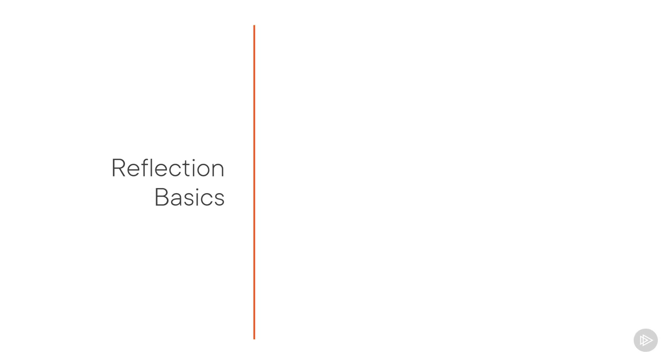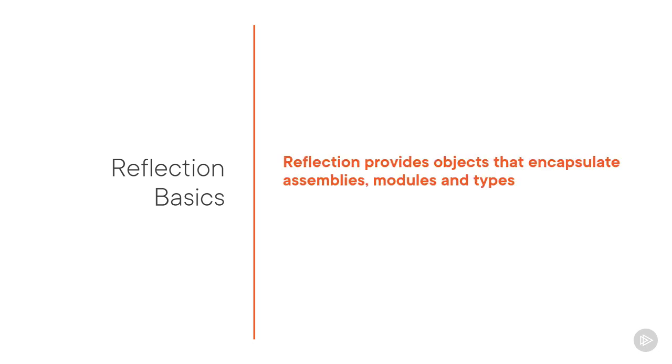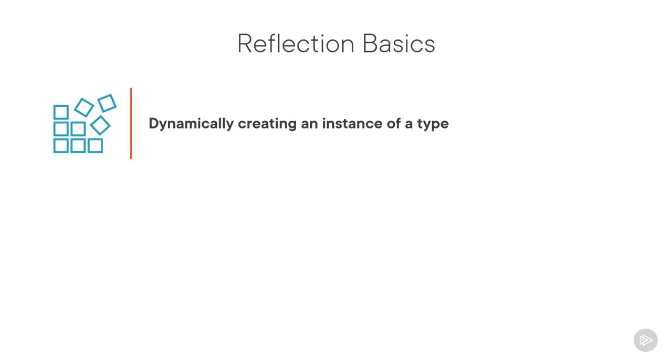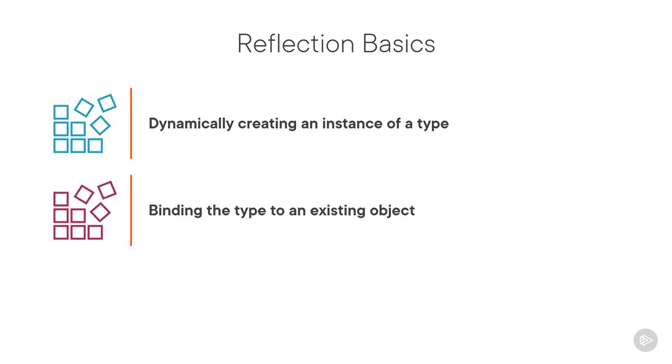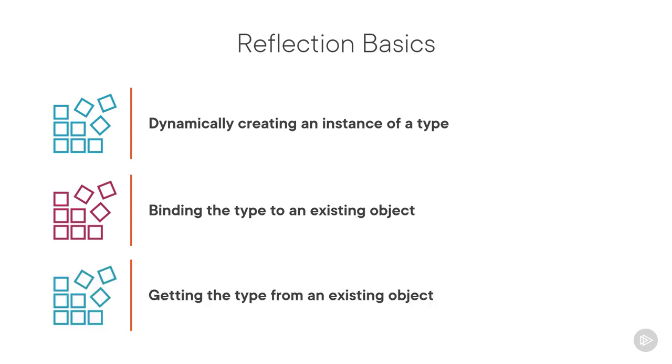Let's try explaining this differently. Reflection provides objects that encapsulate assemblies, modules, and types. We can find these in the System.Reflection namespace. You can use reflection to dynamically create an instance of a type, to bind the type to an existing object, or to get the type from an existing object. And once we have that, we can invoke the type's methods or access its fields and properties, even private properties. So the stuff the designer of the class didn't intend to be fiddled with.